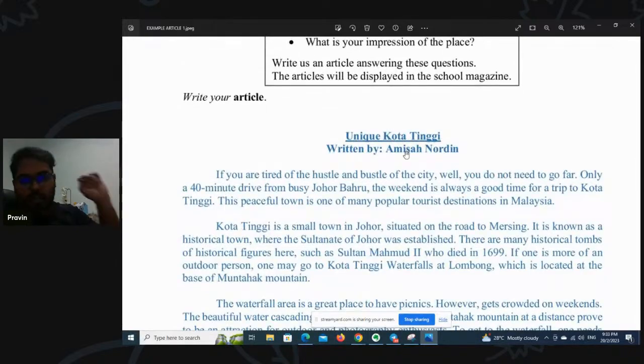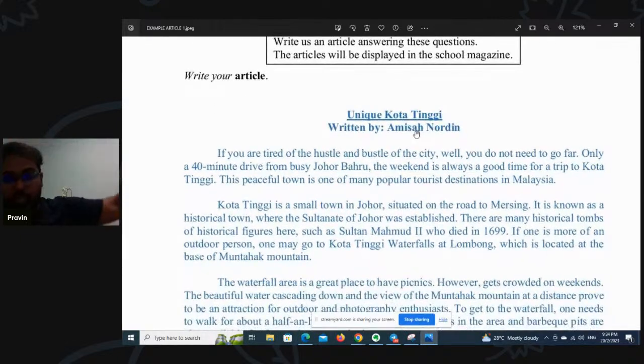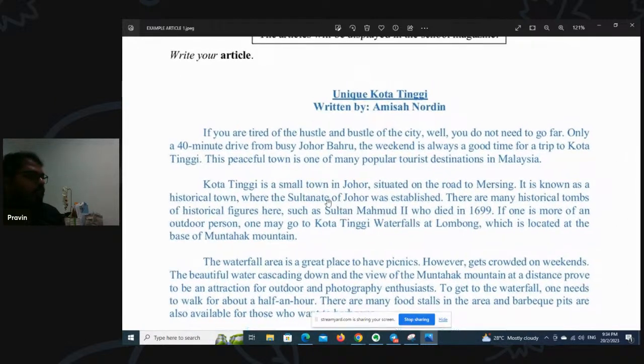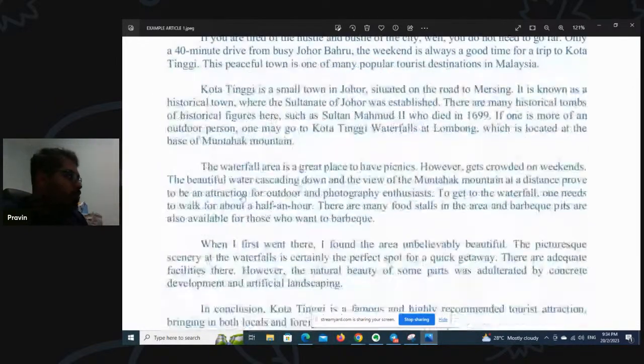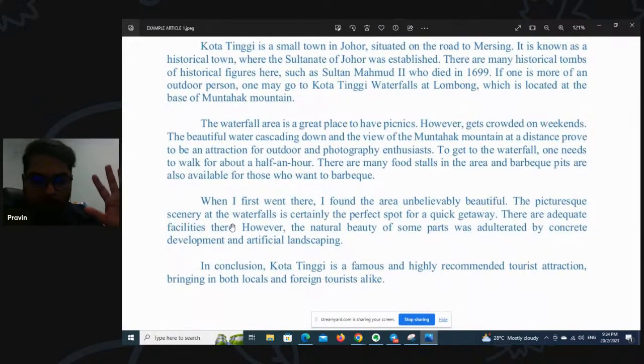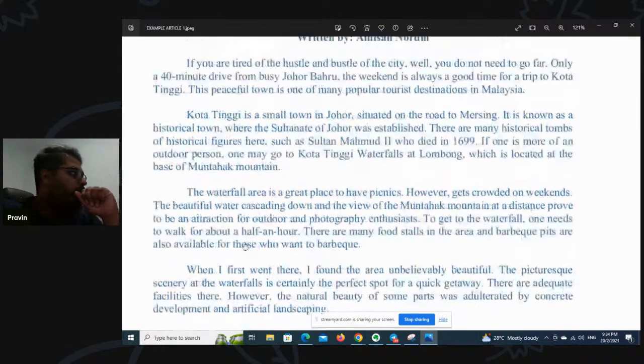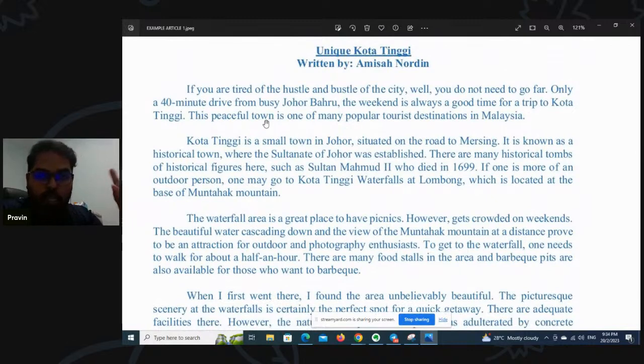So for the article, if you want to write Unique Kota Tinggi written by Amisa Nordin, this is the format. If you don't write it, it's fine, only a story must have a title. Please remember, only a story must have a title. But for an article, if you want to have a title, it is better. Alright, let's look at the introduction. You see how it answers. How many paragraphs does it have? 1, 2, 3, 4, 5. It has 5 paragraphs. Let's look at the intro first.